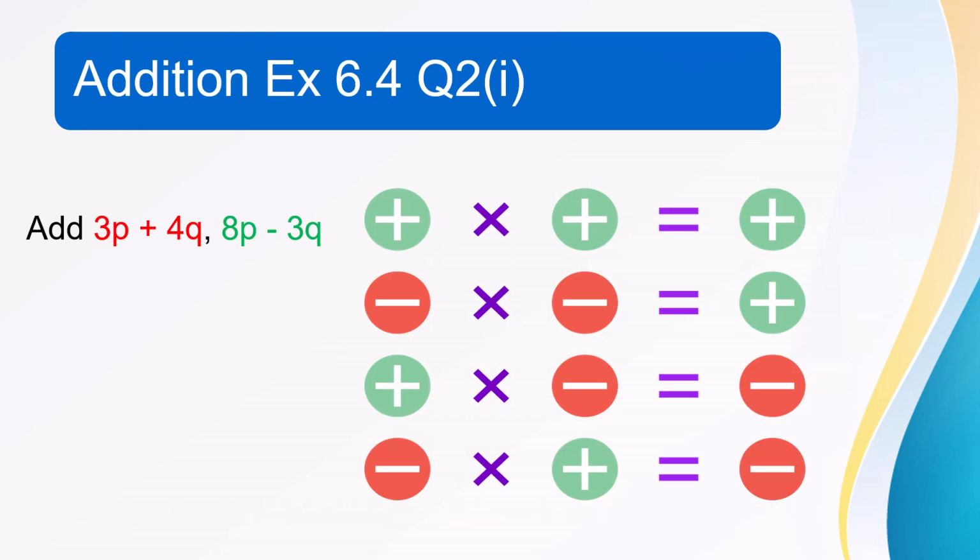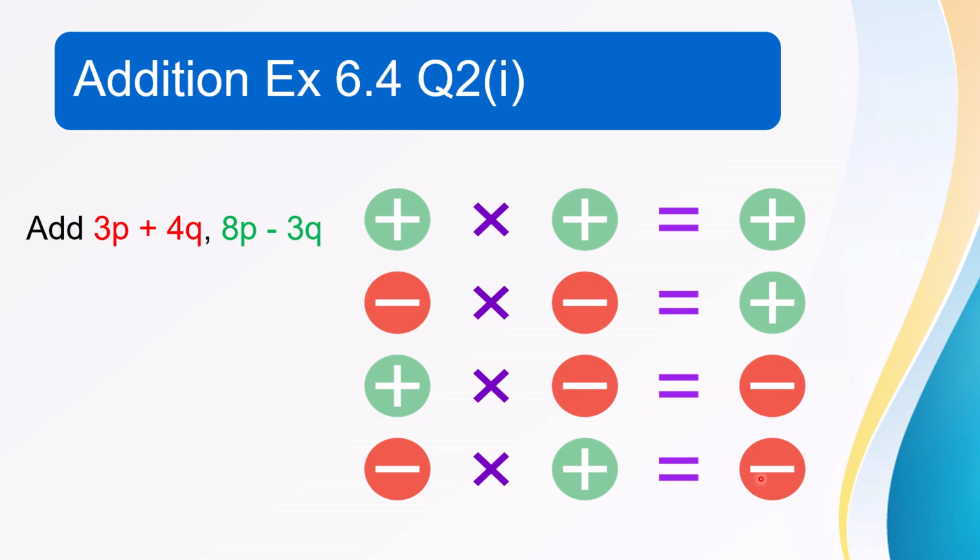This is exercise 6.4 question number 2 part 1, and we have two algebraic expressions. First is 3p plus 4q and the second is 8p minus 3q. Before adding them, we have to recall the rules of integers. You can watch my video regarding integers on Maths Guide, where we learned that like signs with the numbers always add, whether plus sign or minus sign. But unlike signs, where one numeral has a positive sign and the other has a negative sign, cannot be added, they can only be subtracted.